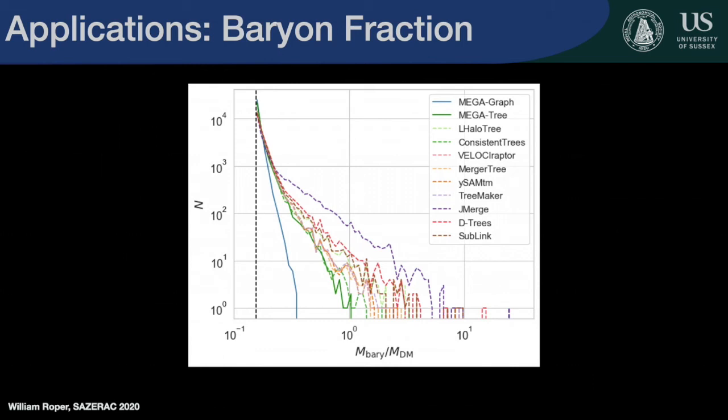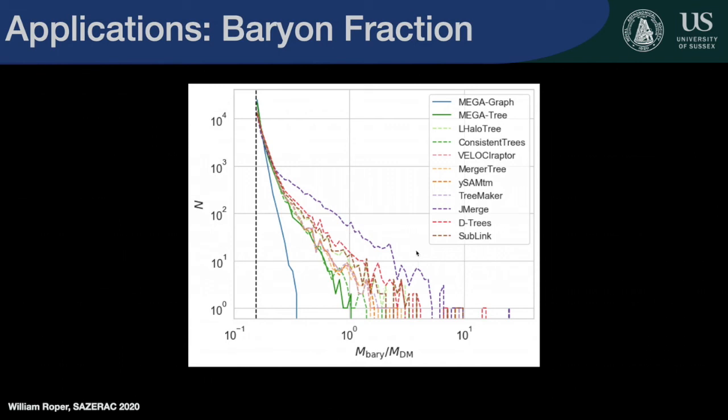And then you evolve it, and you step forward in time and take the baryonic mass given to you by your progenitors, and if you need to top up to the cosmic baryon fraction, you do so. And you track this forward to the present day. What's plotted here is the baryon fraction of z=0 halos, for all the algorithms in SMT13 and the trees and graphs produced by Mega.